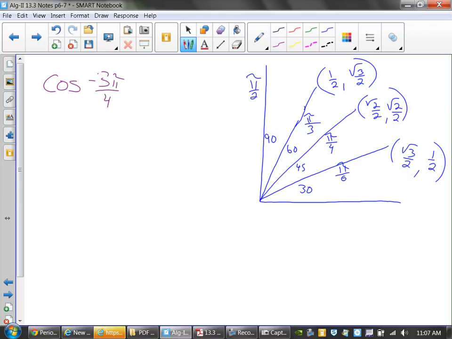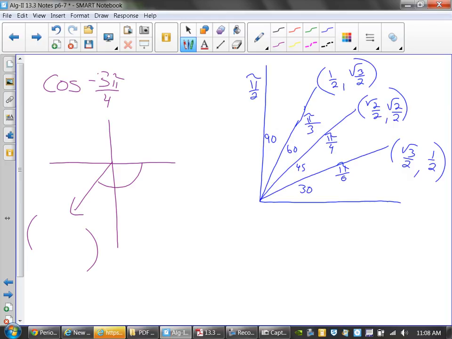Cosine of negative 3 pi over 4. I'm going to get the cosine of negative 3 pi over 4, which means the first thing I'm going to do is draw it and find the reference angle. When I draw negative 3 pi over 4, do we all agree that it's more than halfway? Yeah. So it's what quadrant?